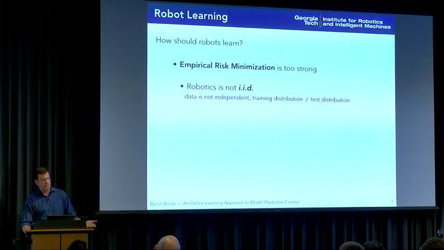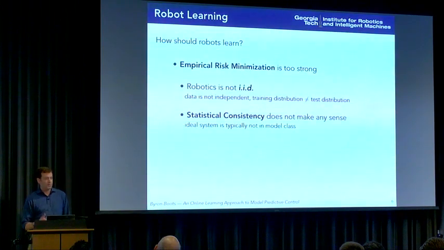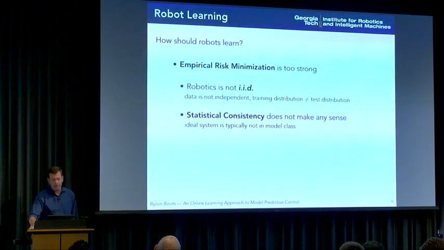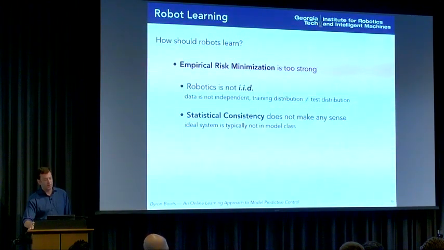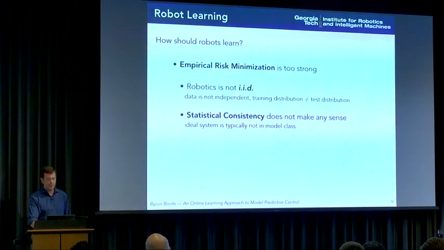So basically what this means is when a robot takes some action, it changes the distribution of data that its sensors can see. Second, analysis like statistical consistency, which I myself have used quite a bit in the past, don't really make any sense at all for robotics. So generally, the models that we try to learn in robotics are necessarily approximate.